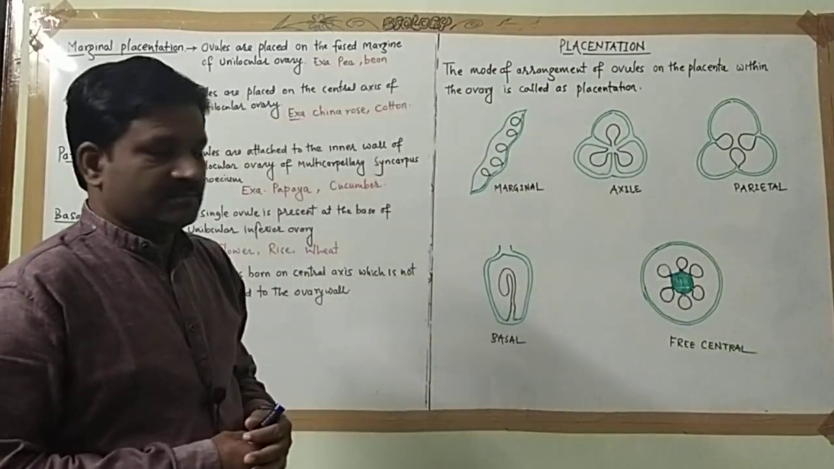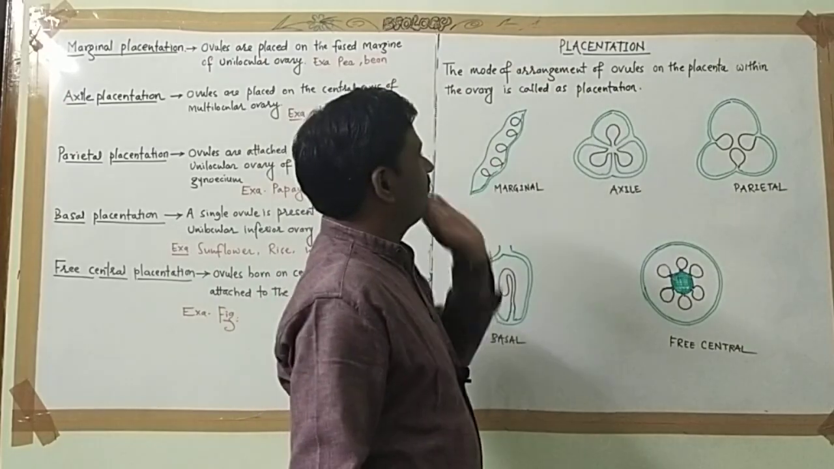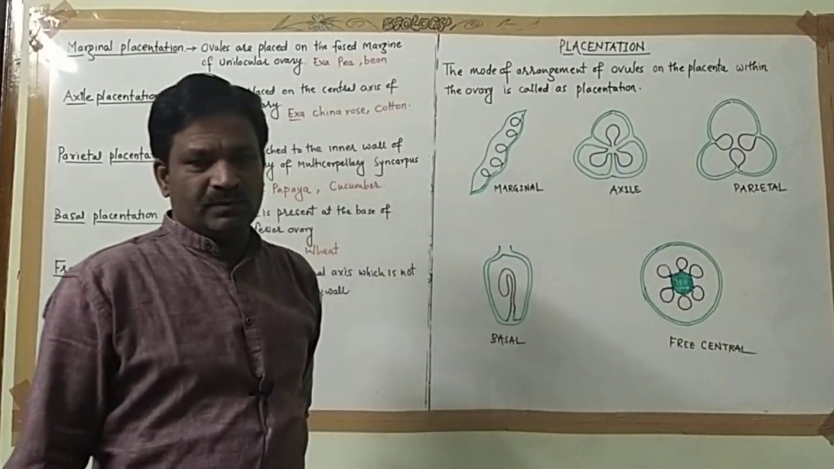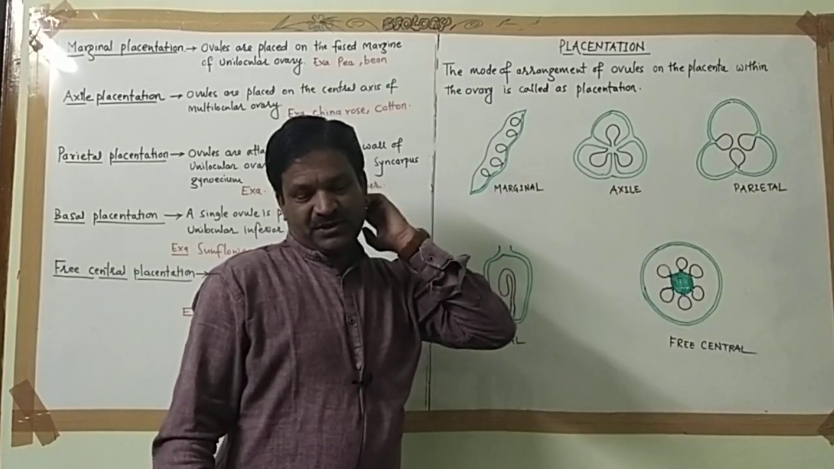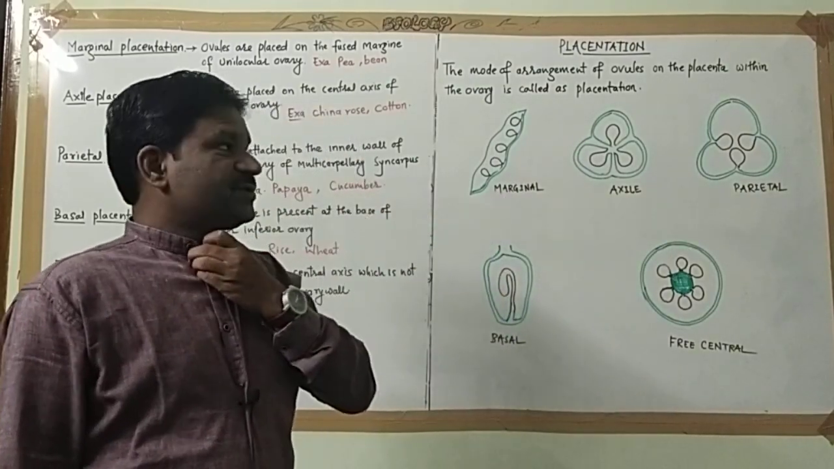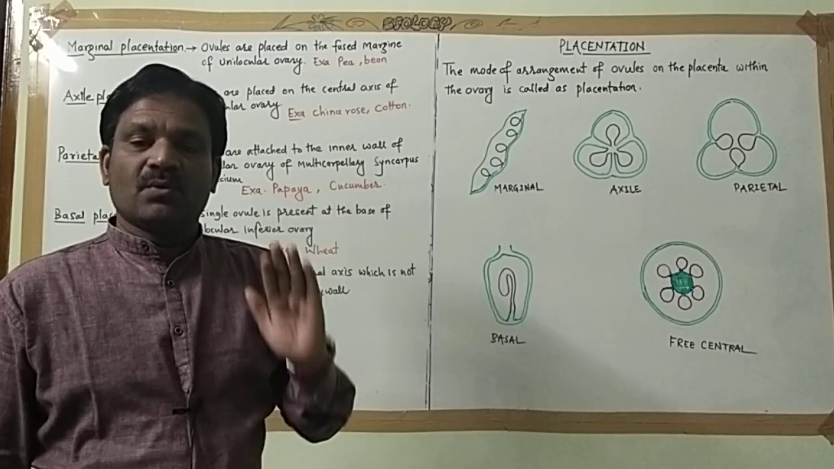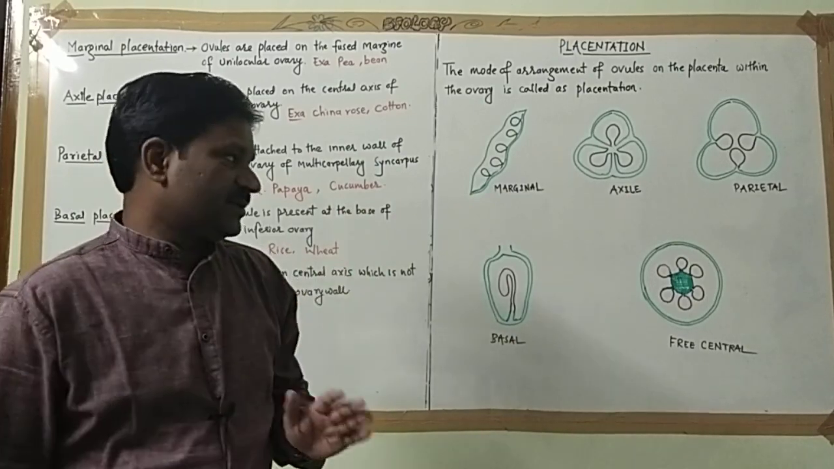Placentation. The mode of arrangement of the ovule on the placenta within the ovary is called placentation. The arrangement of the ovules inside the ovary, that is the placentation.